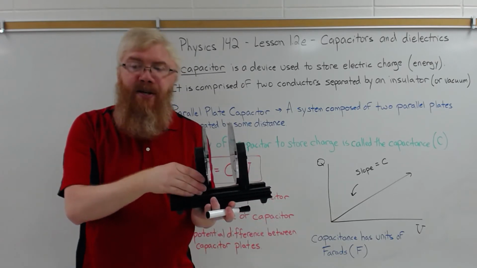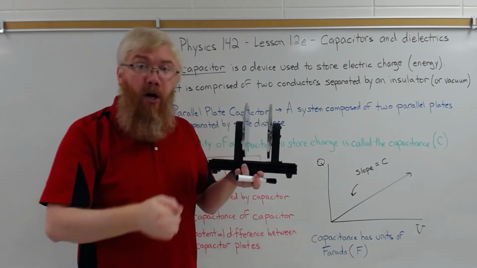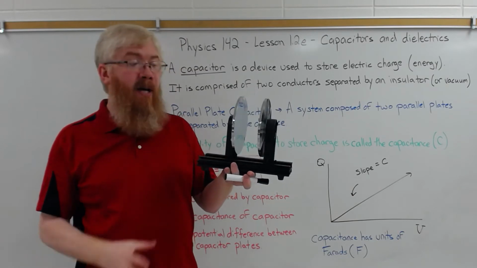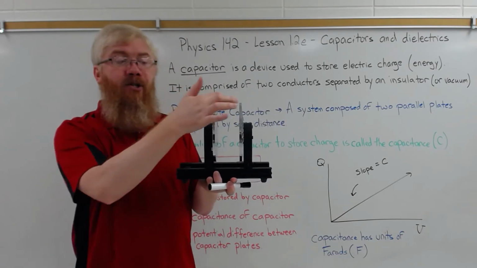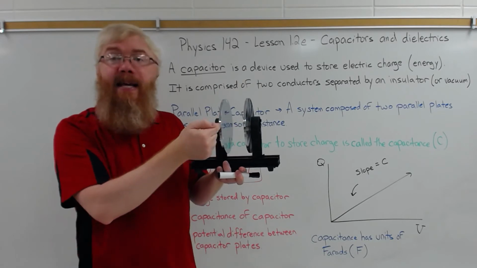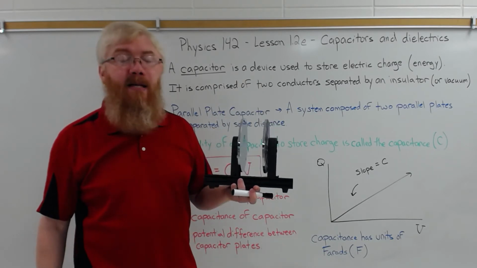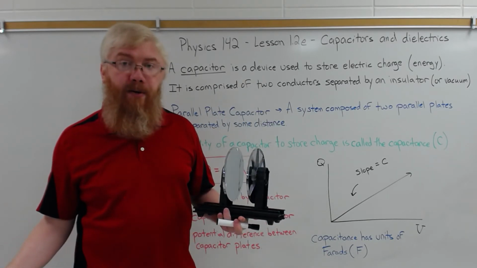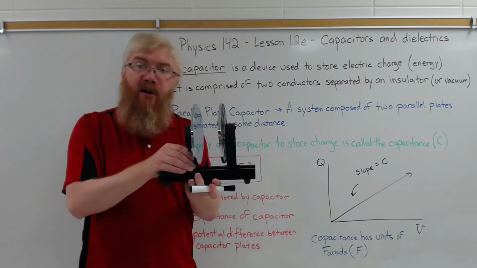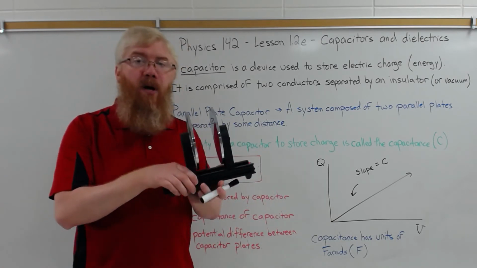In a capacitor, ideally, you don't want charge to flow between these two capacitor plates. If I set up such a large potential between these two plates that lightning starts to jump between them, I've basically ruined the capacitor. So the parallel plate capacitor is the simplest version, and we'll come back to this in a moment.